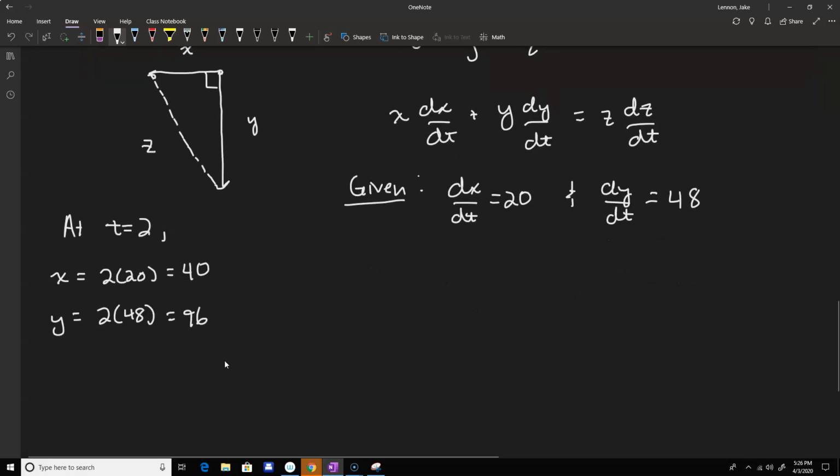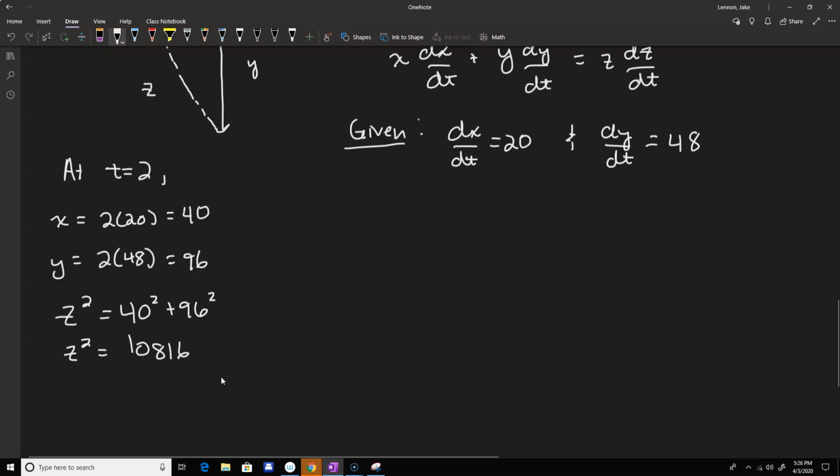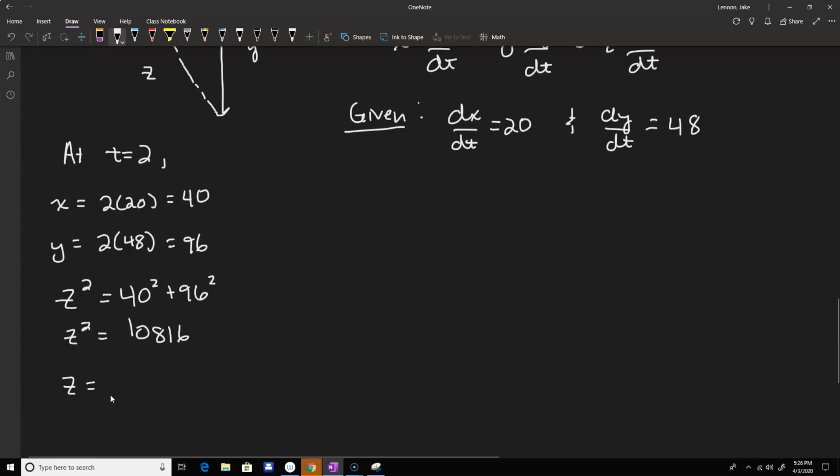So now we want to figure out z, and we can do that with the Pythagorean theorem. So z squared is going to be 40 squared plus 96 squared. So our value for z squared is, let's go ahead and appeal to the calculator. 40 squared plus 96 squared comes out to 10,816. So z is going to be the square root of that number. And let's see if that comes out as a good value or not. Yeah, it comes out to exactly 104. A lot of times these textbook problems do.